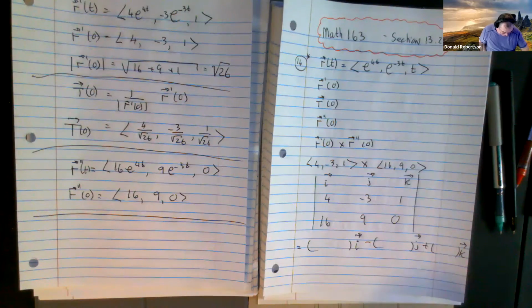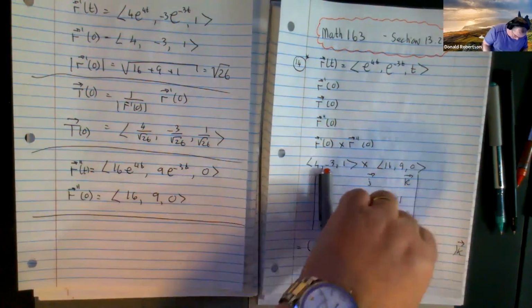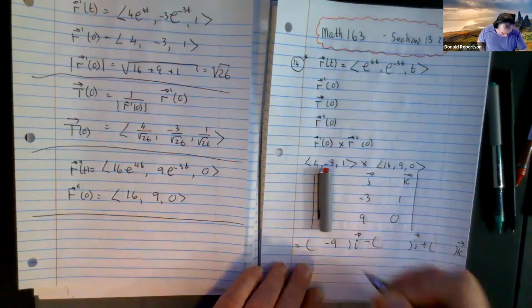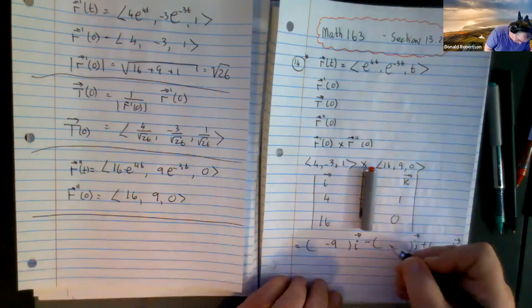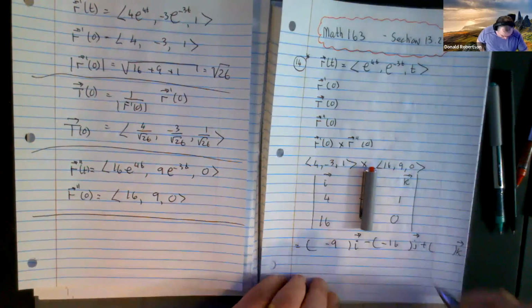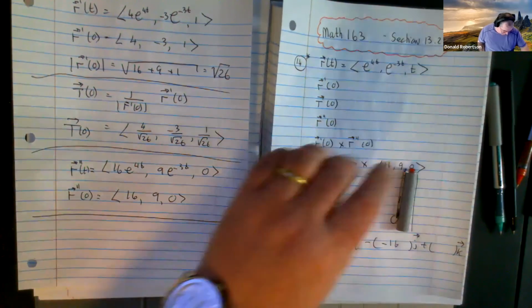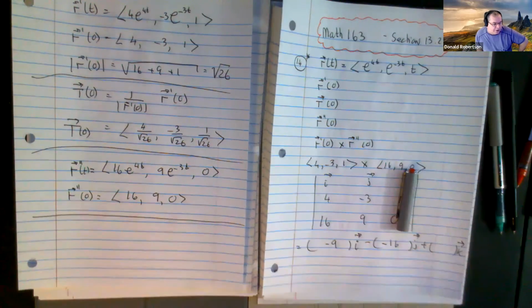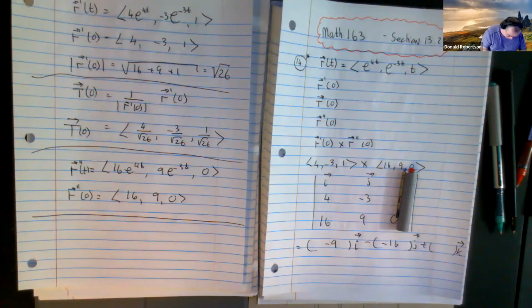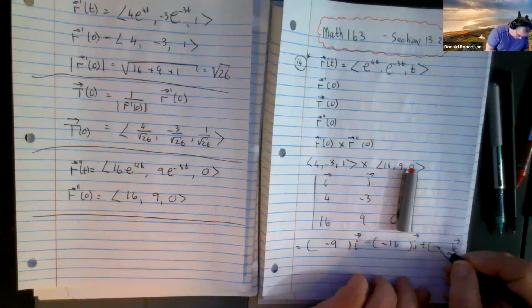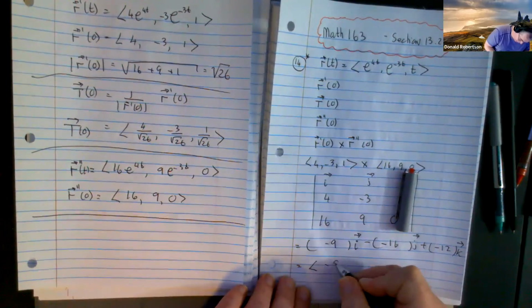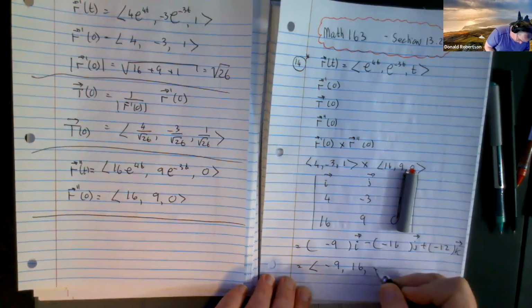Okay, cover that guy up. Nothing take away 9 gets me negative 9. Middle one, nothing take away 16 gets me negative 16. The key one, 36 take away 48. 36 take away 48, negative 12. So we get negative 9, plus 16, negative 12.